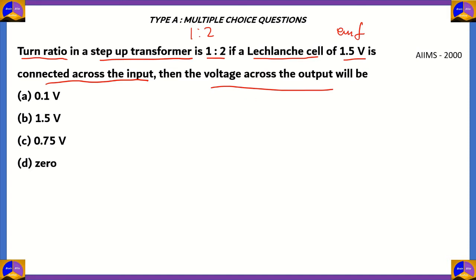Now, which of these options seem right to you? Is it 0.1, 1.5, 0.75, 0? Most of us would not consider 0 as an option, but believe it or not, 0 is the right answer.